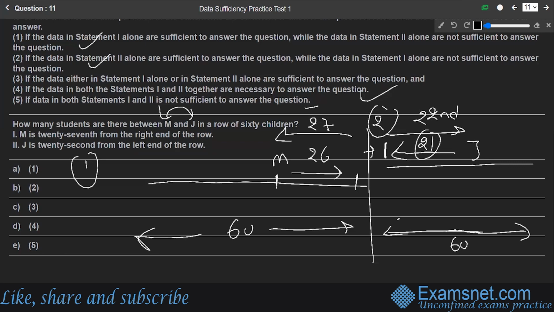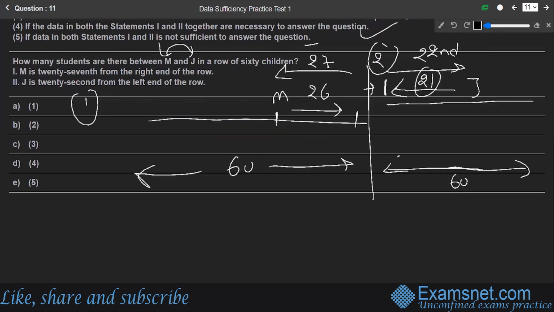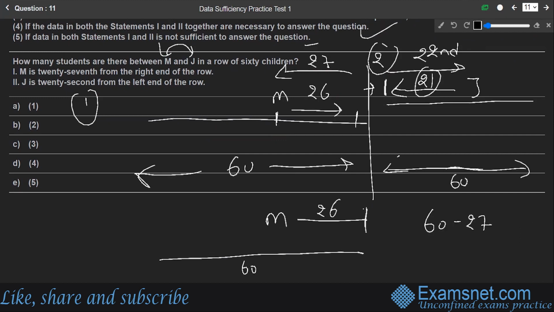If we combine the information from the first and second together, yes, we can answer, because M is here, on the right of him there are 26 people, and J is somewhere to the left of him, with 21 people to the left of J. In a group of 60, if M is 27th from the right, how many people will be to the left of M? 60 minus 27, that is nothing but 33 people to the left of him. Then only the sum becomes 26. And to the left of J are 21 people.